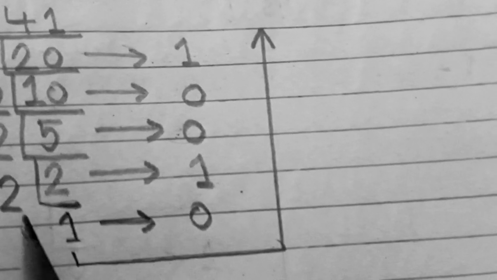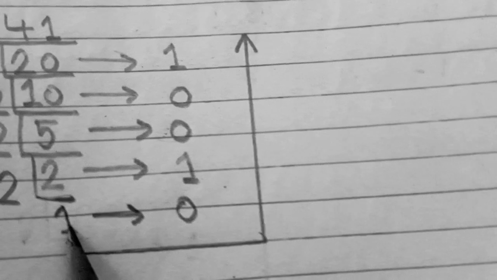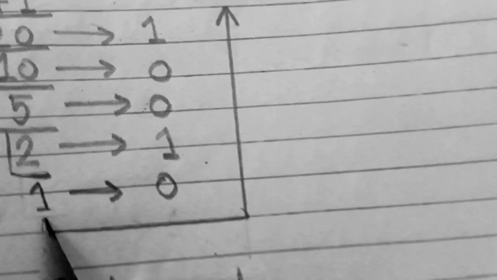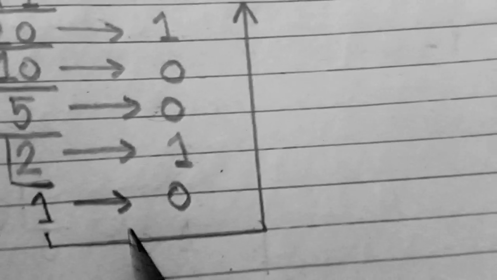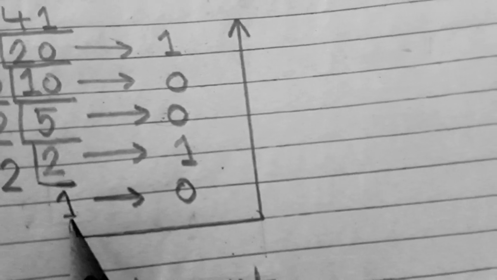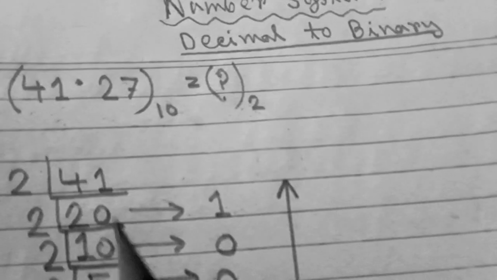When we get less than 2, you stop here, and when you write down the result, you start from the last, in reverse order. So 1 0 1 0 0 1, not like this, 1 0 0 1 0 1, this is wrong. Start from the last in reverse order, you write down your result. So 41 in decimal is equivalent to binary number 101001.